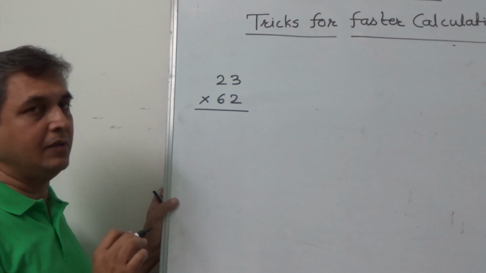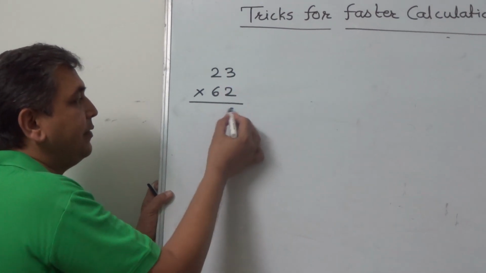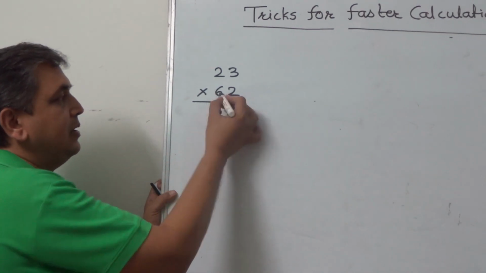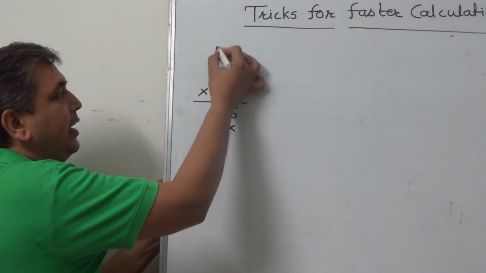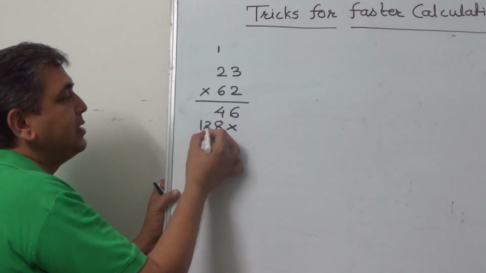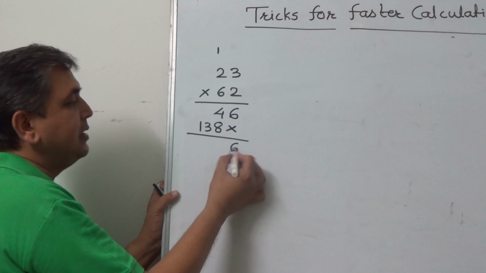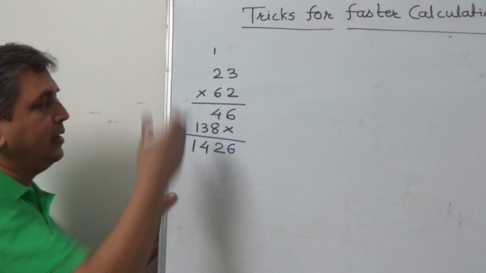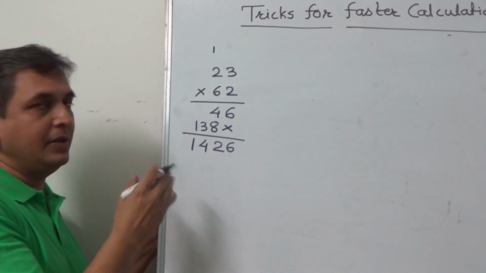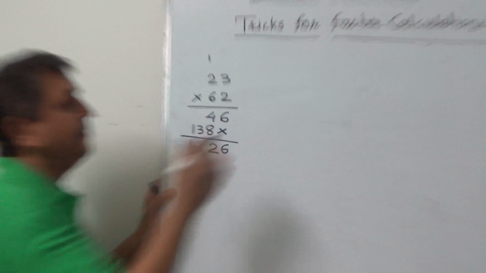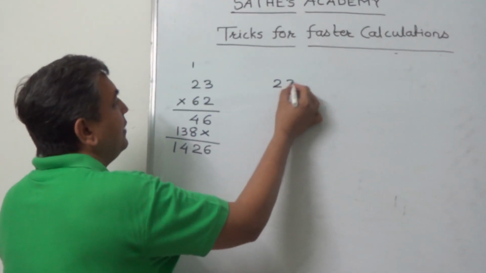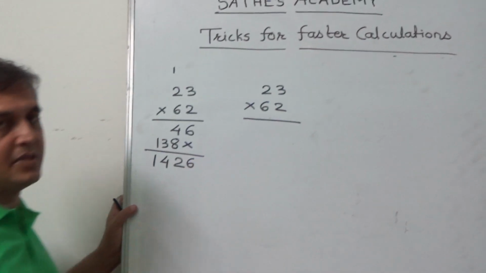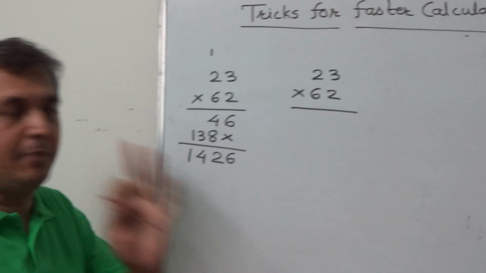We know the regular method. What is the regular method? 2 3s are 6, 2 2s are 4, then we write a cross, 6 3s are 18, carry 1, 6 2s are 12, plus 1 13, then we add this, 8 plus 4 12, carry 1, 3 plus 1 4 and 1. These many steps we have to perform. Now we try to do this orally in a single step. 23 into 62. We are writing the answer in one step, but we are doing 3 steps mentally.